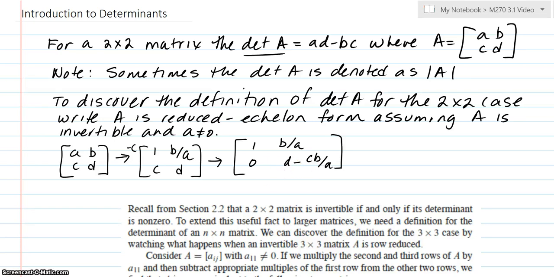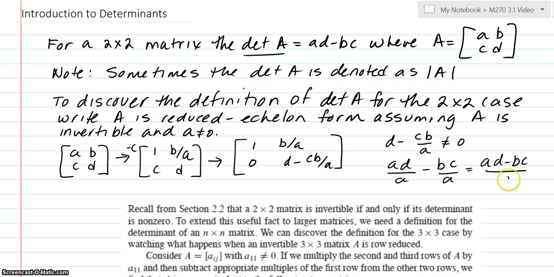Now we would like to get a 1 there. To get a 1, we would have to divide by this. We cannot have this expression be 0. So we know that D minus CB over A, for this to be invertible, to get a 1, cannot be 0. And if you simplify this, get an LCD, that would be AD over A, which equals AD minus BC over A.